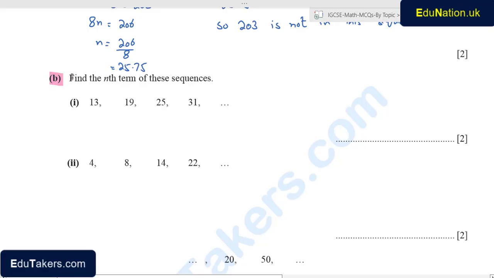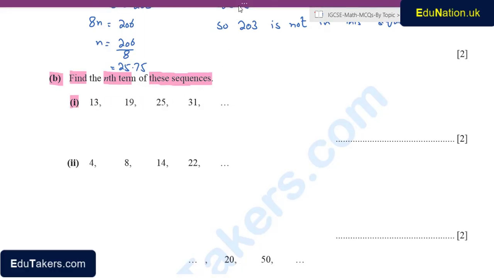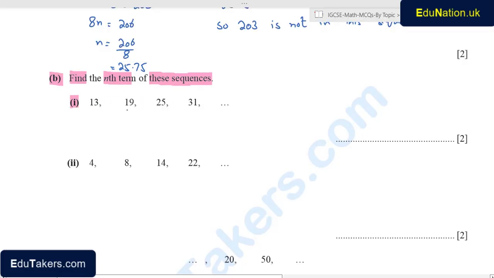Part B is find the nth term of these sequences. The first is 13, 19, 25, 31. The difference between consecutive terms is 19 minus 13 is 6, 25 minus 19 is 6, 31 minus 25 is 6. So d is 6.